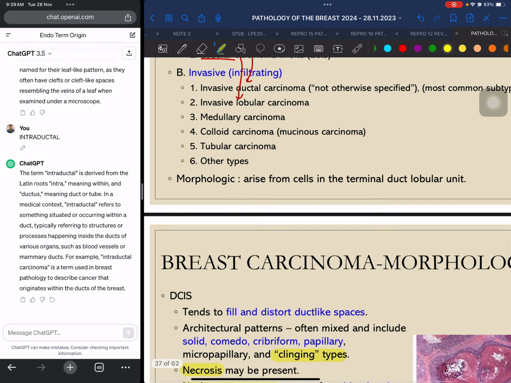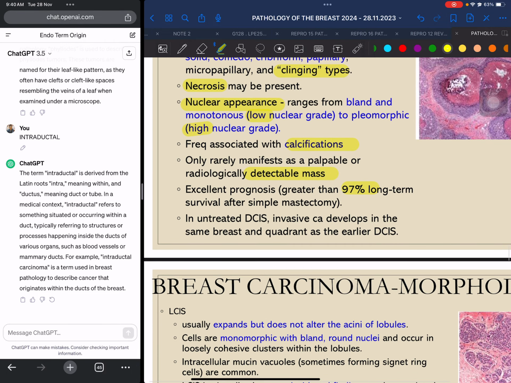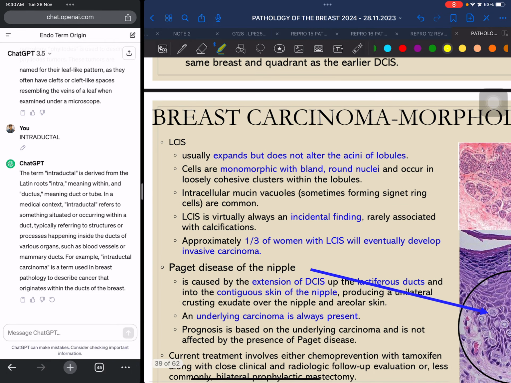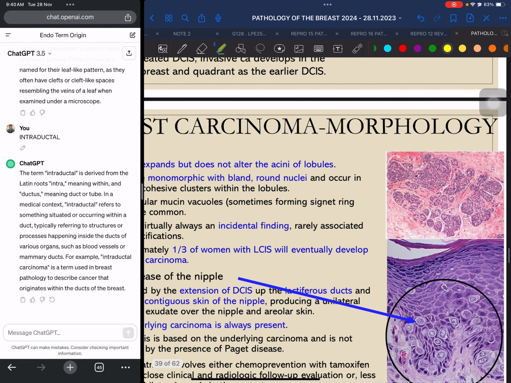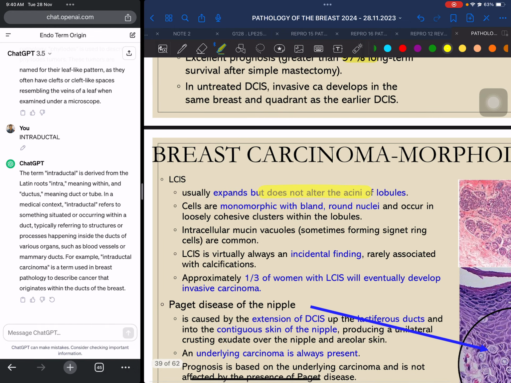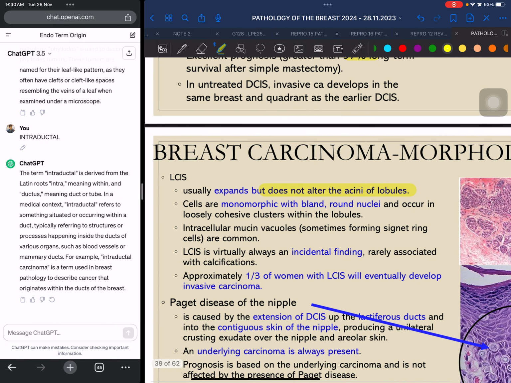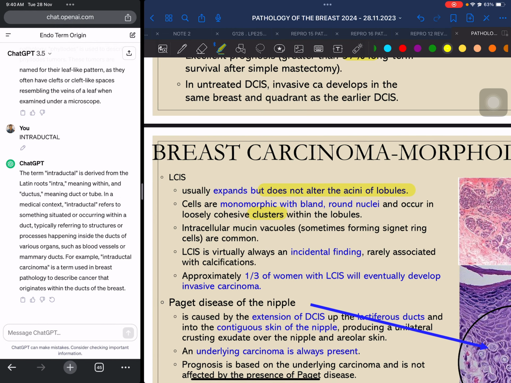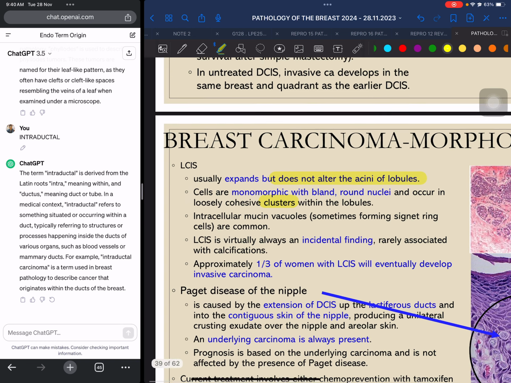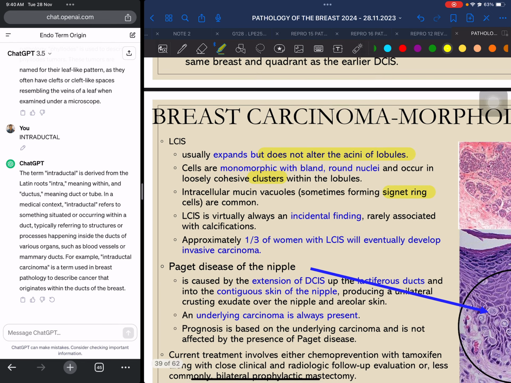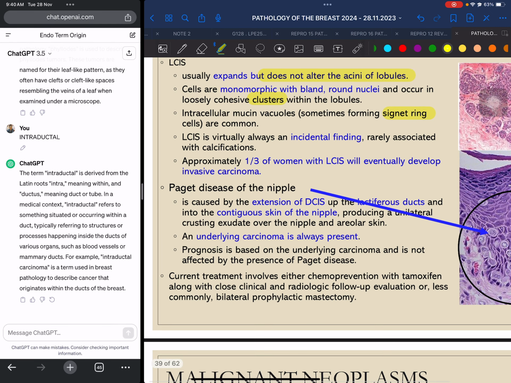Lobular carcinoma in situ usually expands the lobules but does not alter the acini. So this is the appearance. They look like normal lobules, but all the acini are filled with cells. They are monomorphic with bland round nuclei. LCIS is always an incidental finding, and it is rarely associated with calcification. But again, both ductal carcinoma in situ and lobular carcinoma in situ have a risk for developing invasive cancer.